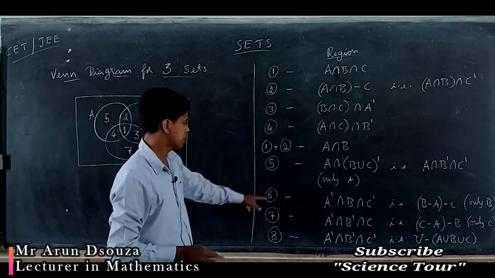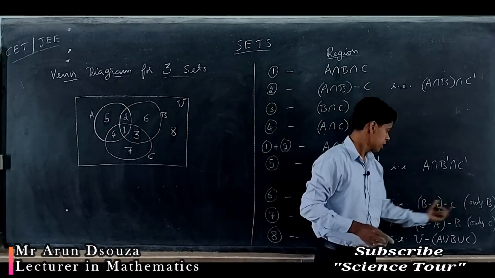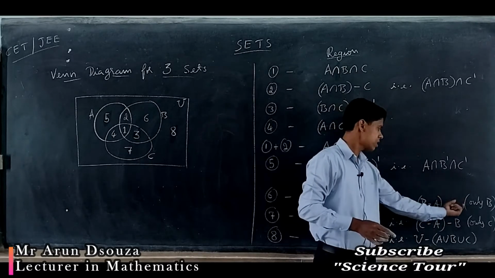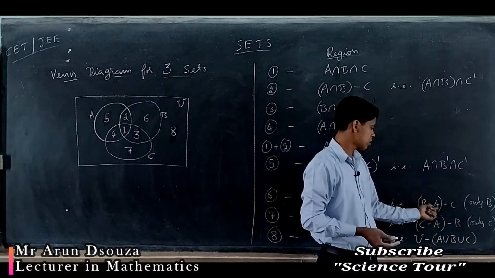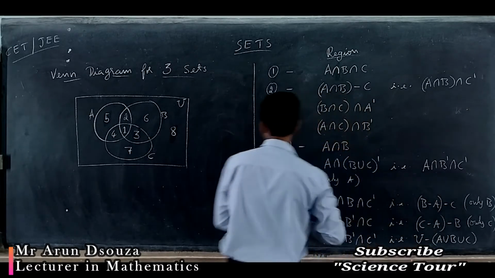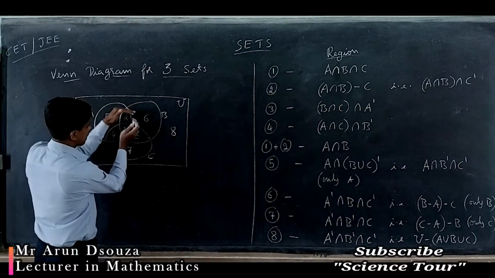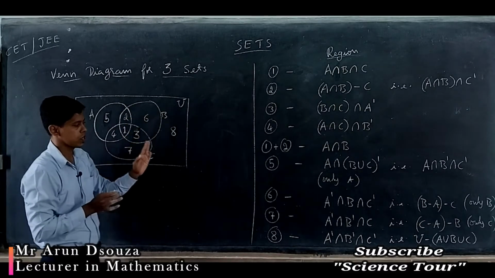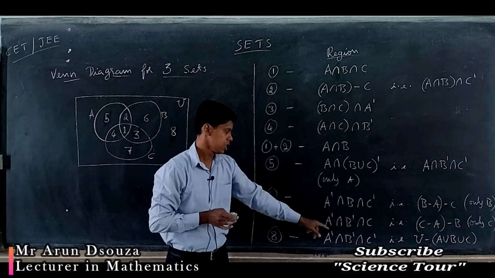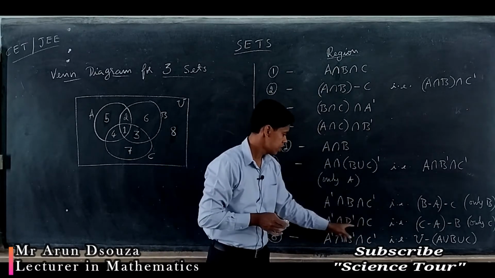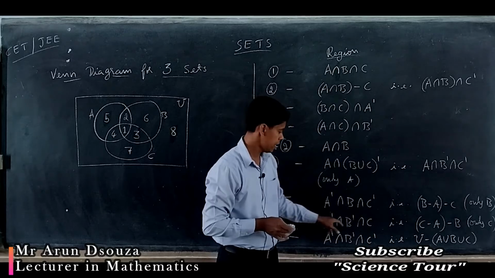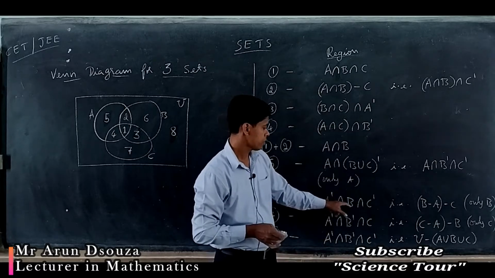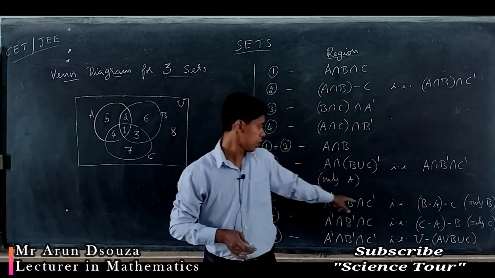Then 6 is only B. From B subtract A and whatever you get, from that again subtract C. So basically from B you are subtracting A and C. If you do that, you get only B. And similarly you have only C. You can use this formula. It is C but not B but not A. Not A and not B and C. So everywhere you have and.